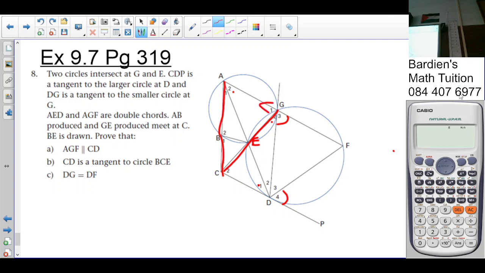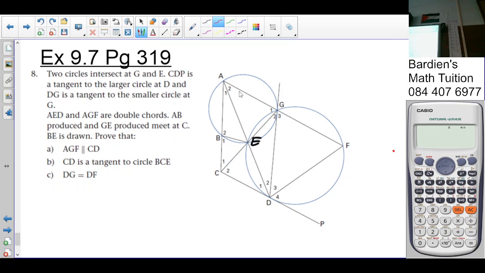is parallel to CD. So if lines are parallel, what do we know? Alternate angles are equal. Corresponding angles are equal. Co-interior angles are supplementary. So as you can see here, we have that angle already equal to that angle. So the job is already done. Can you see that, people? So what do we do? We introduce our x.